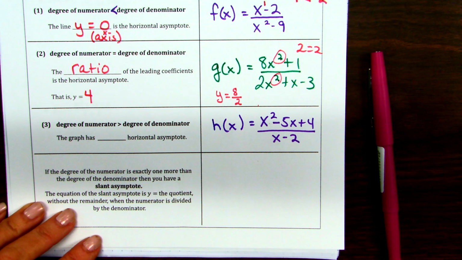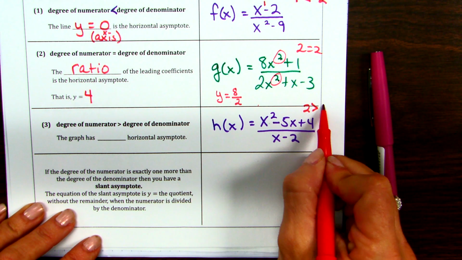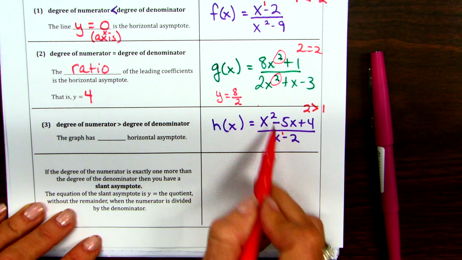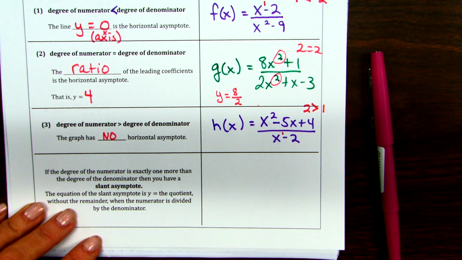When this happens, so 2 is greater than 1, right? 2 is greater than 1. The graph has no horizontal asymptote.